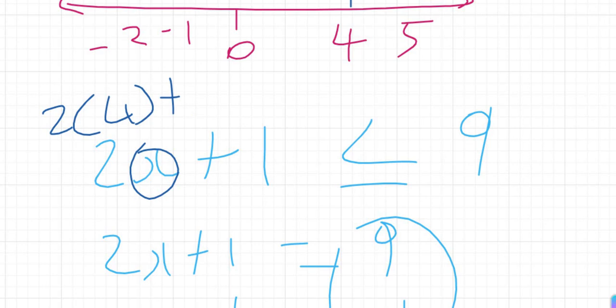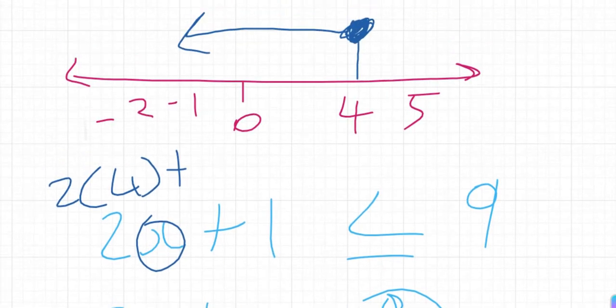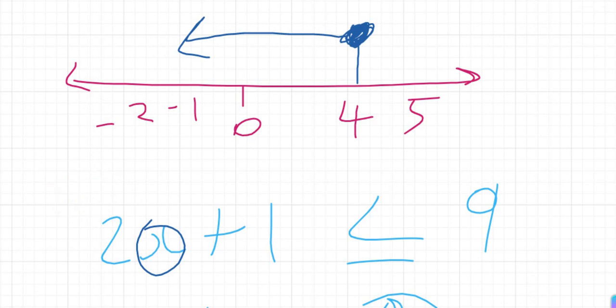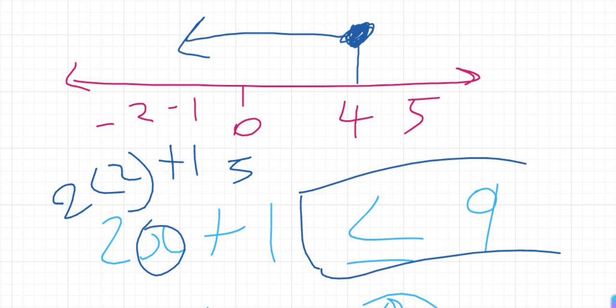But if we were to choose a number that is less than 4, like say 3, or say 2, if we pick 2, we have 2 times 2 plus 1, and this will give us 5. This will make it true just the same, because 5 is less than 9. So that is why we say it can be either that or that.